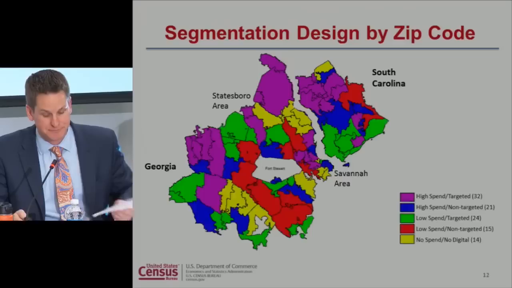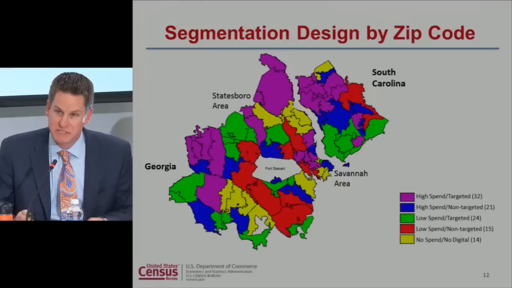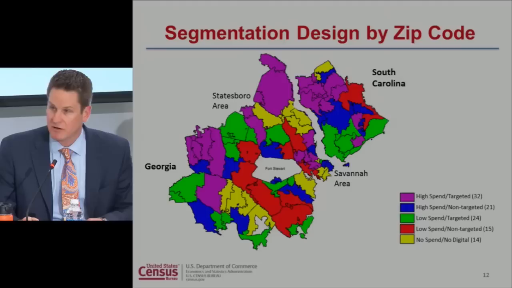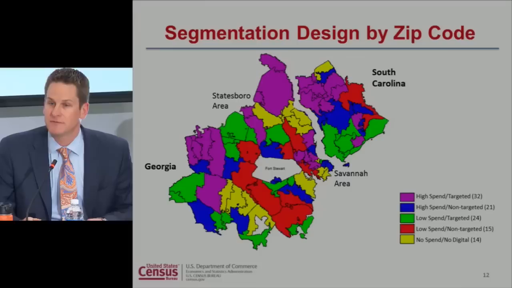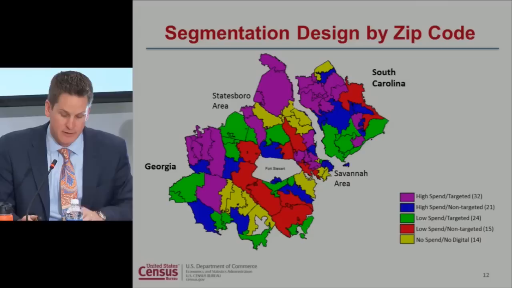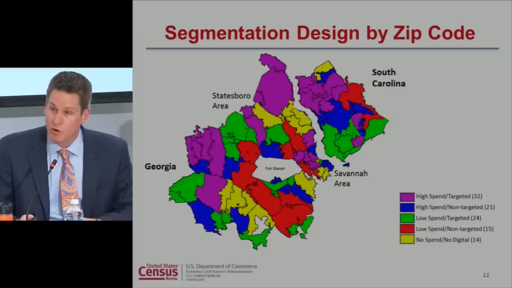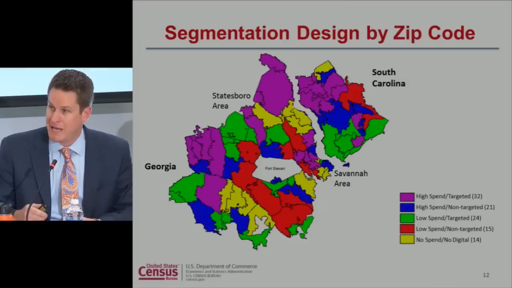Here's a graphical depiction of the segmentation that we did by zip code. So using all those things that I just discussed, you can see what our final design looks like. This map is a little hard to decipher up on the screen. If you want to refer back to the presentation, it's a little bit easier. But we've separated out South Carolina up in the upper right corner just so you could see the three counties. But again, it is broken up by zip code. That's why you have those different colors.